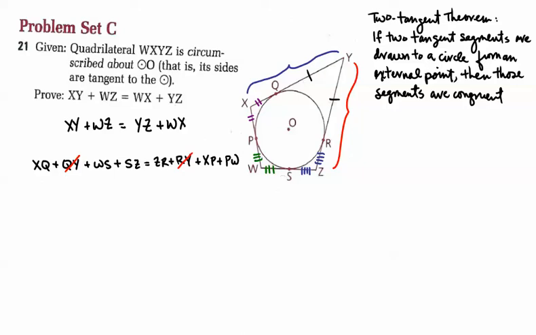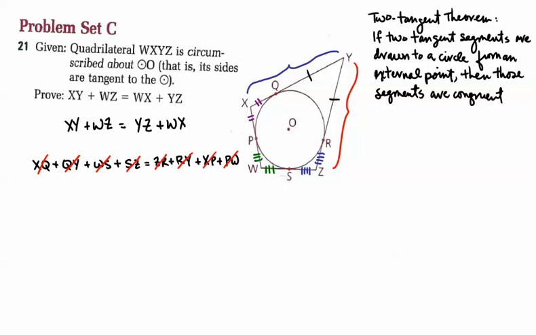So XP on the right is congruent to XQ on the left. So I hope you can see that there. Next, WS is congruent to WP, or PW. So there is a WS on the left and a PW on the right. And finally, SZ on the left is congruent to RZ, or ZR, on the right.